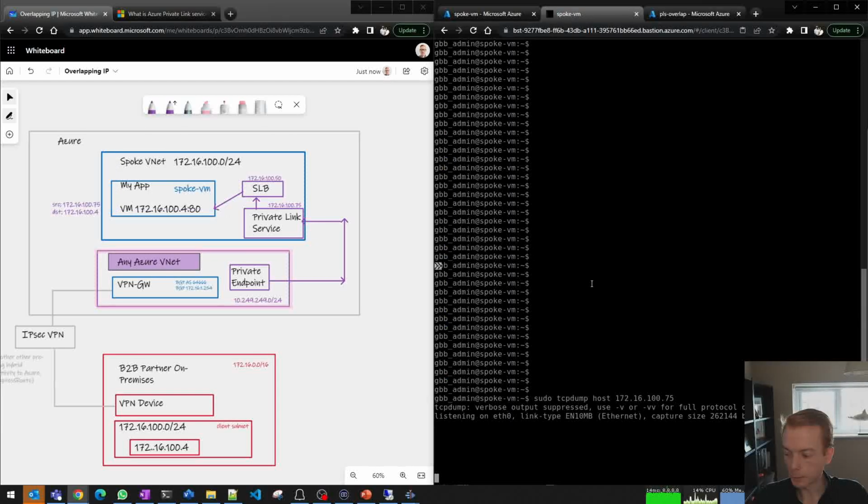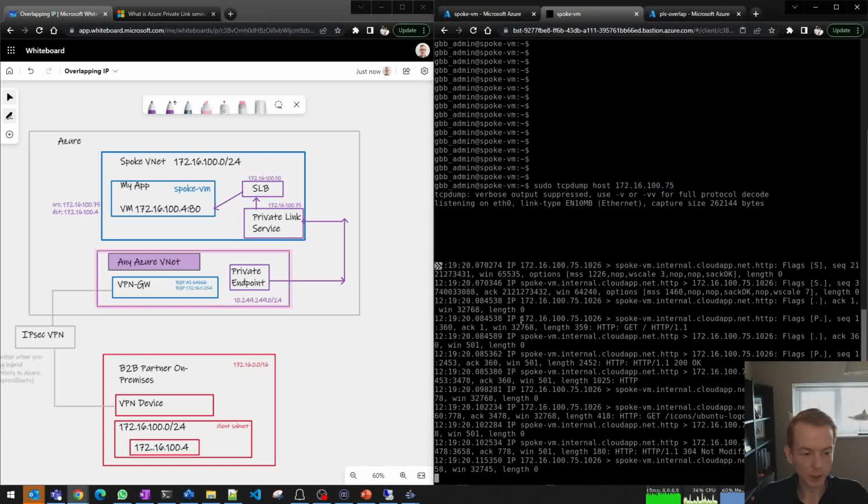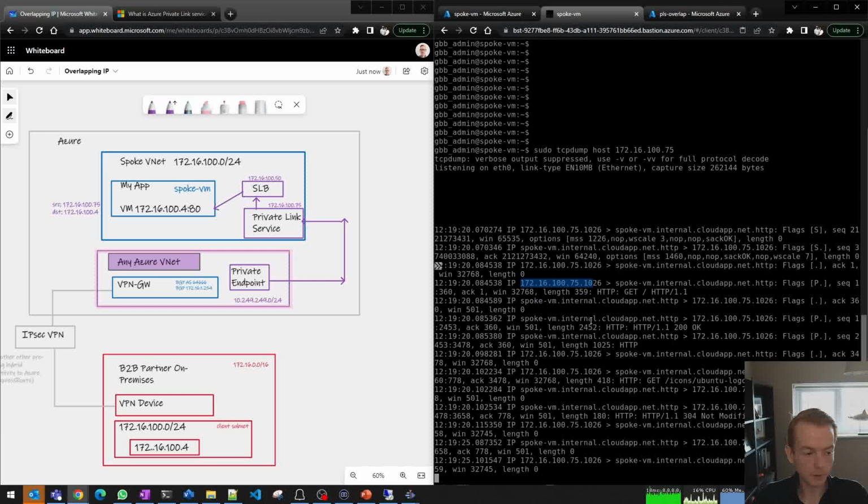Again, we can verify that pretty easily by kicking off a TCP dump on the backend blue web server, looking for traffic coming from the SNAT range of my private link service. Go back to my client and refresh the website. Straight away you see traffic coming from the IP address as we described earlier.